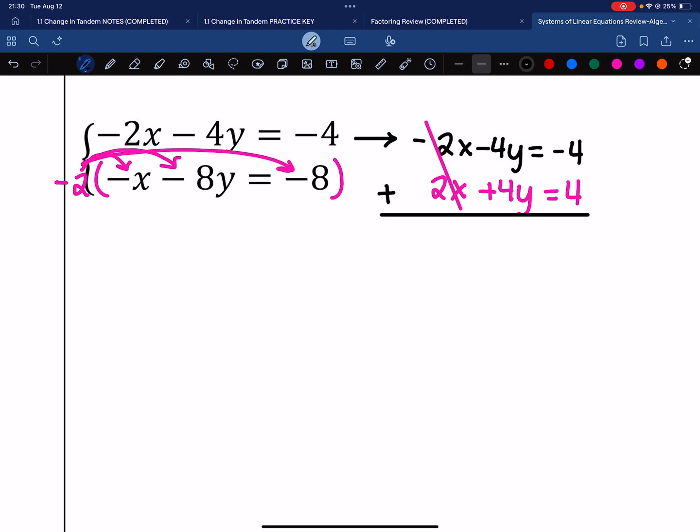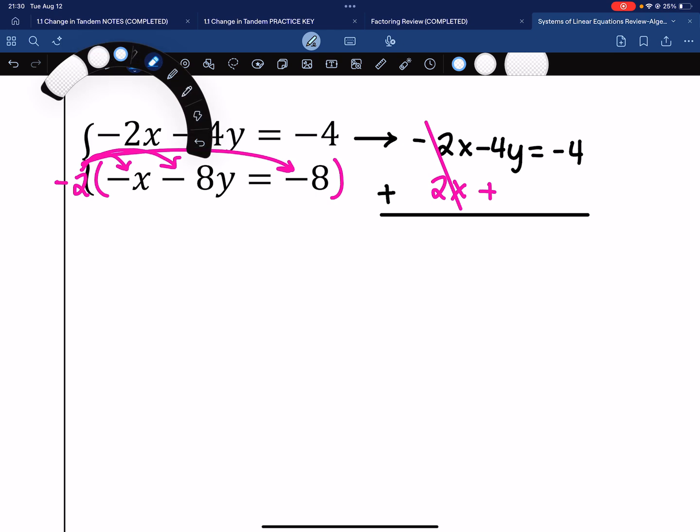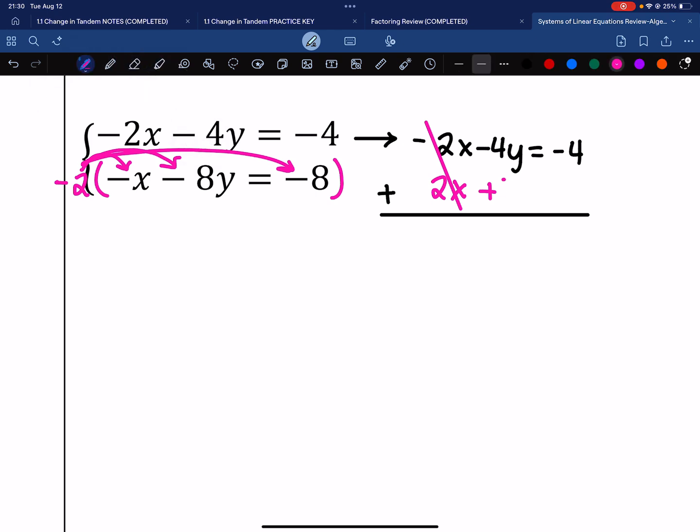-4y plus, I'm sorry, I did 4. That should have been 16. This and this should have been 16. Let me fix that. Hopefully you caught that. Okay. So now, -4y plus 16y, that is 12y. -4 plus 16 is also 12. So now we can divide both sides by 12, and that gives us y equal to 1.